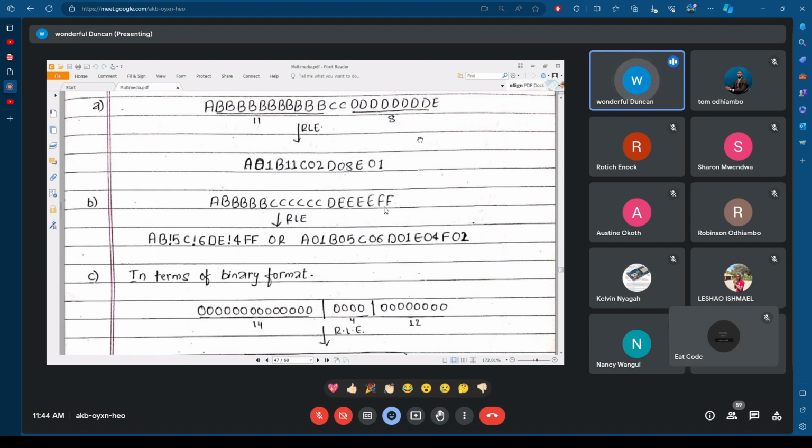So we are going to have A, then B flag 11 times. And then C we are going to have C.